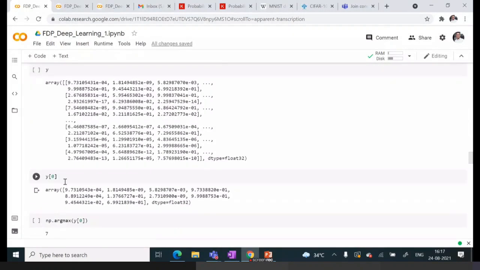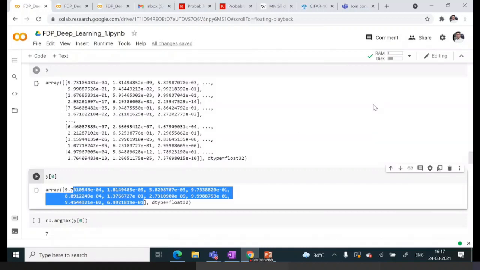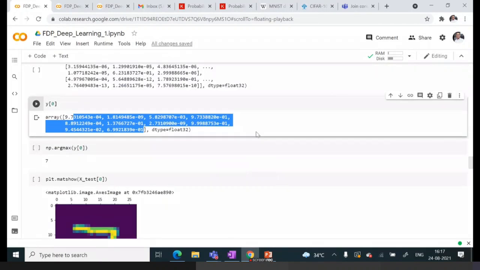If I write down y0, these are the results of 10 neurons. These are the outputs we are getting corresponding to the 10 neurons present at the output layer. Which value is y0 corresponding to? That is what I am interested in finding out. For that purpose, I can use the argmax function, which is inbuilt in NumPy. So I will call argmax of y0 and it will give me 7.